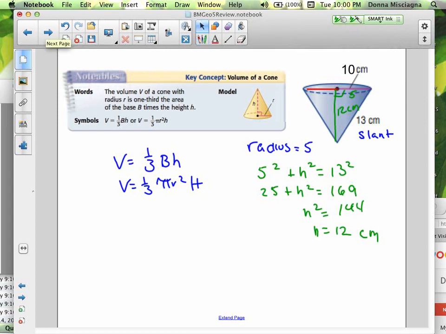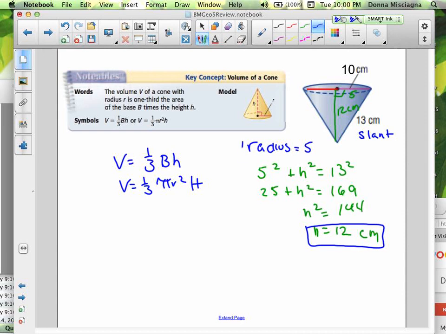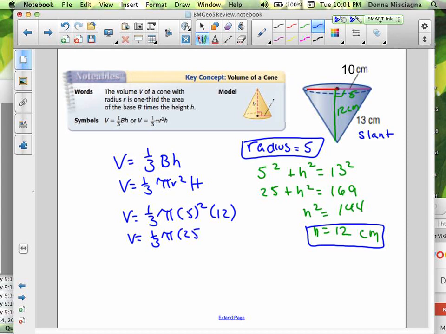So our volume here, now that we've got the height of our cone, and we've got the radius, we can just plug in those values. The volume is 1/3 pi 5 squared times 12. So that would be 1/3 pi times 25 times 12. We can do a little reducing here with the 3. 3 goes into 12 4 times. And that means our answer here is 100 pi centimeters cubed. And we have found the volume of the cone.